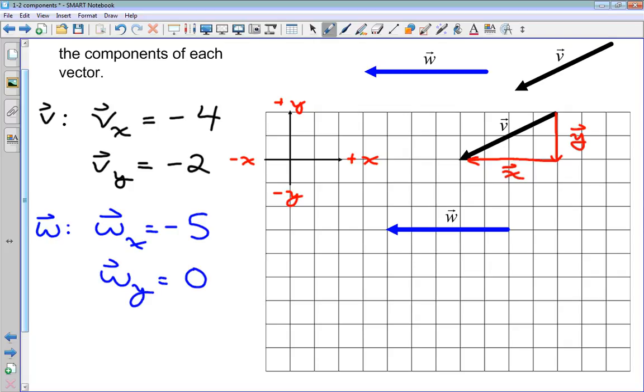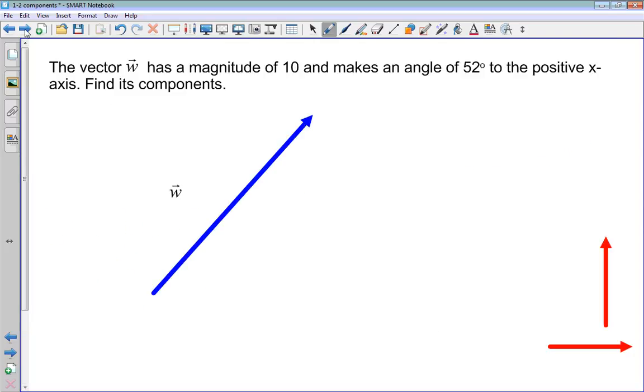Now, this is pretty straightforward when we've got the coordinate grid to work with. What if we have to do this a little bit more algebraically? So let's say they just tell us, hey, the vector has a magnitude of 10. It makes an angle of 52 degrees to the positive x-axis. Let's find our components.